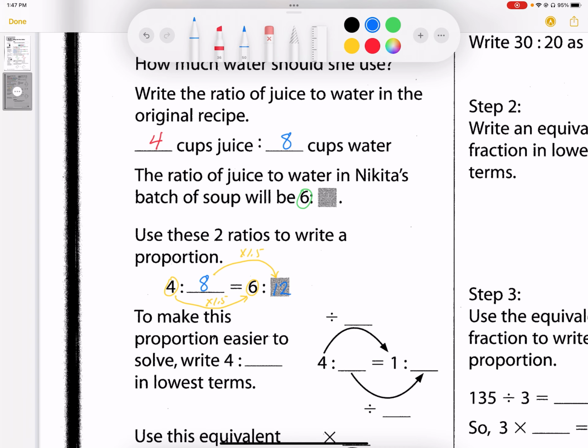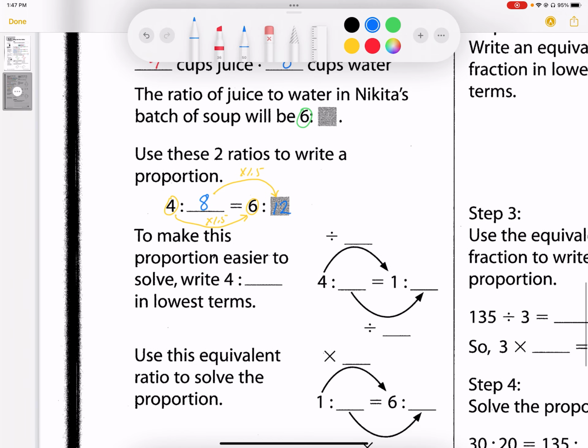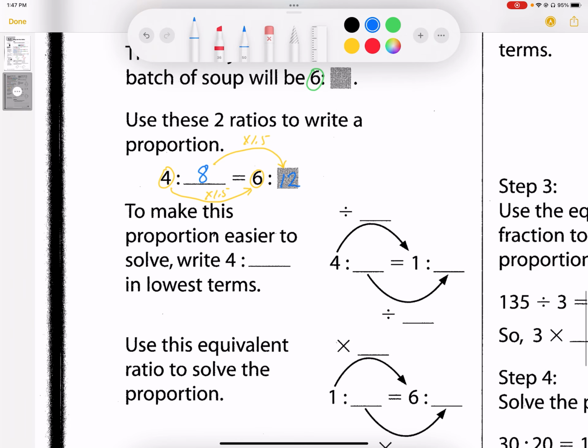So that proportion is the same. 4 parts to 8 parts is twice as much water. It's the same as 6 parts to 12 parts, twice as much water. What they've done here, we don't need to do this part. This is optional, but this is another way we can do it. We can write 4 to 6, and we can divide by 2 and write it in lowest terms.